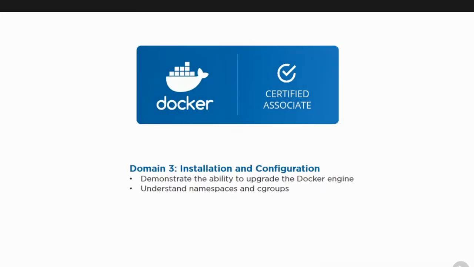Now then, as part of this module, we're going to cover off a couple of Docker Certified Associate exam objectives, and both from Domain 3, Installation and Configuration. We'll show how the engine can be upgraded without affecting running containers, and we'll explain namespaces and C groups, and this is going to be huge, okay?